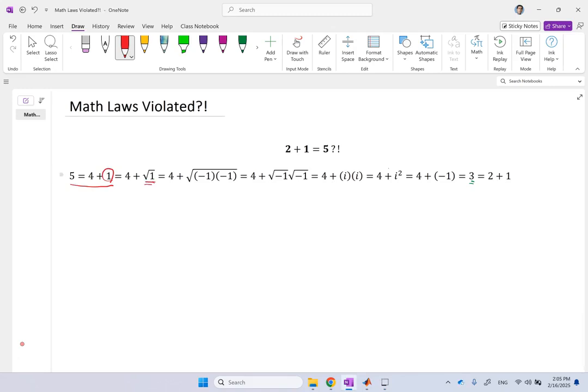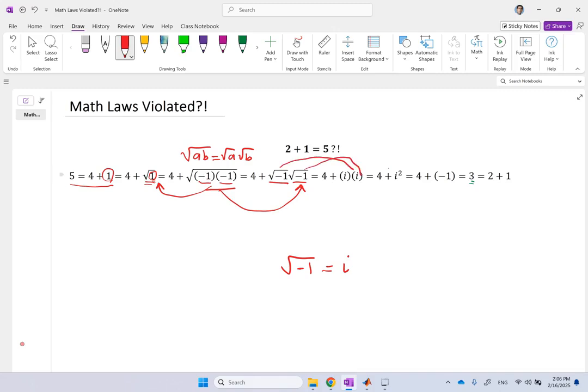4 plus 1, for 1, I write it as a square root of 1. And then square root of 1, this 1 under a square root, I write it as negative 1 times negative 1. And then, square root AB is the square root A times the square root B. So I separate it. And based on complex numbers, you know that the square root of negative 1 is i. So here I replaced it. So it is going to be 4 plus i squared.